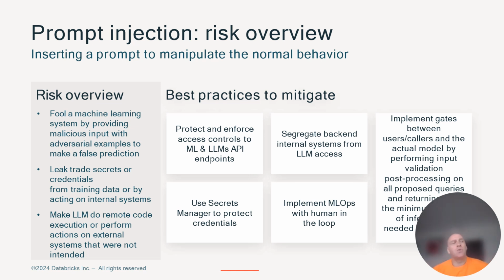So there are tools now you can embed. There are specific AI firewalls that help you to do this input validation, or you can do it in specific ways in your platforms. But I think the key point is essentially strict access controls. You can implement MLOps, actually embedding human in the loop. It's very important to use Secrets Manager to protect your credentials, and obviously you need to segregate backend from front-end systems.